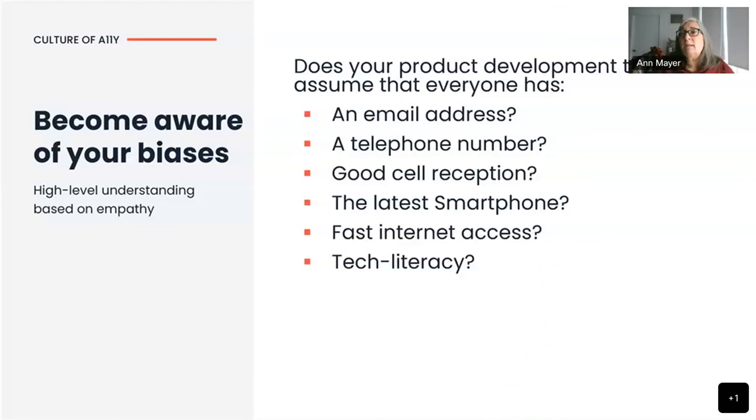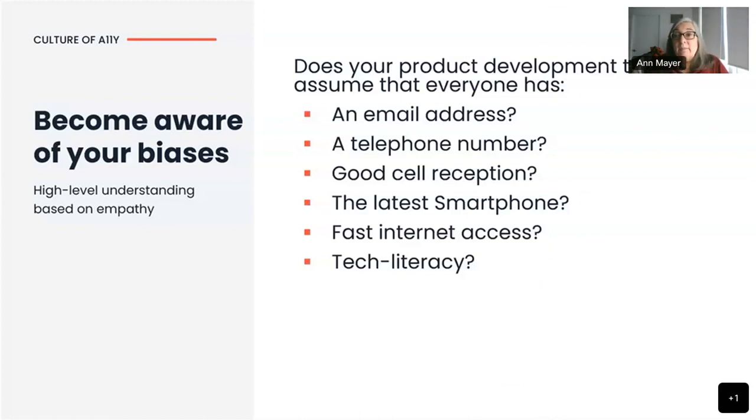So get your teams to become aware of some of their ableist biases. Does your product development or marketing team, for example, assume that everyone has an email address or that everyone has a phone number? I have a friend who's deaf who doesn't, and he gets really annoyed when he can't submit forms or register for something because there's a mandatory phone number field and no other option.